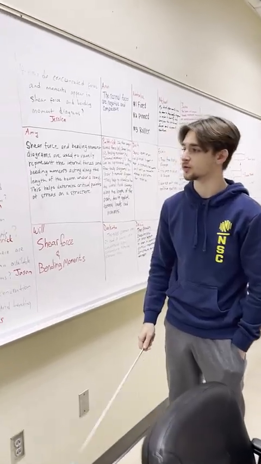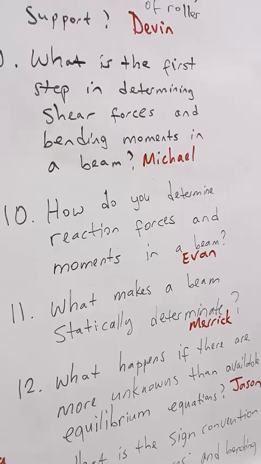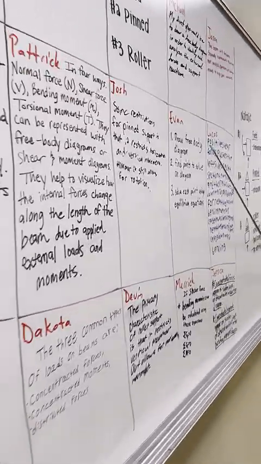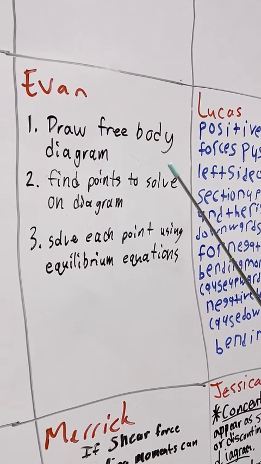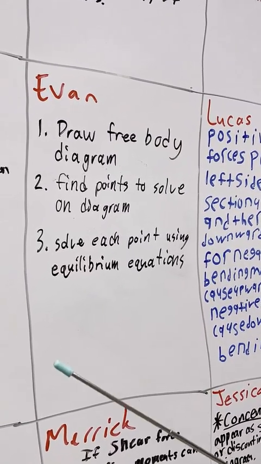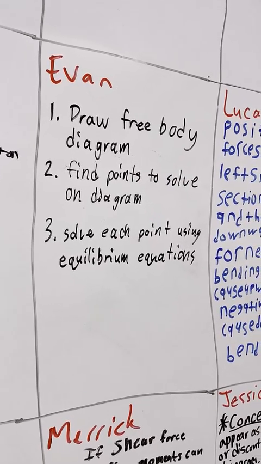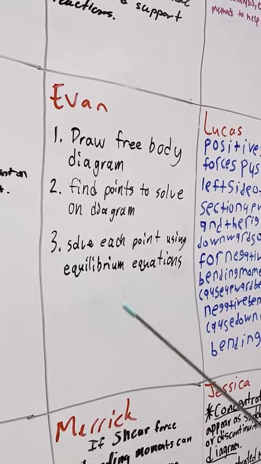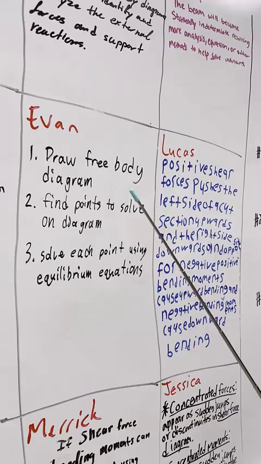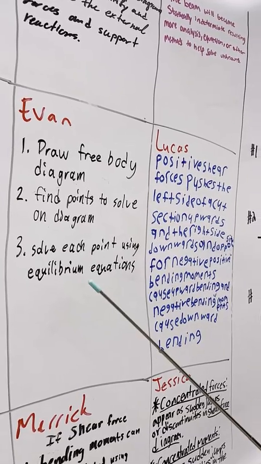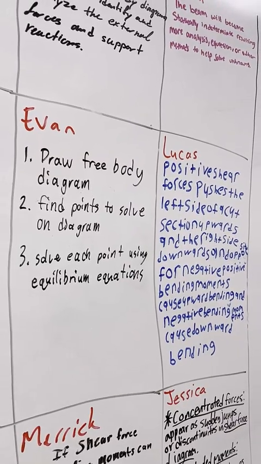My name is Evan, and I had question 10. How do you determine reaction forces and moments in a beam? So step 1 is to draw a free body diagram with a beam and all of the loads and forces acting on that beam. And then you find the points on that diagram through those loads and forces, and those make the areas that you're going to solve for using the equilibrium equations to find out the load on each section of the beam.